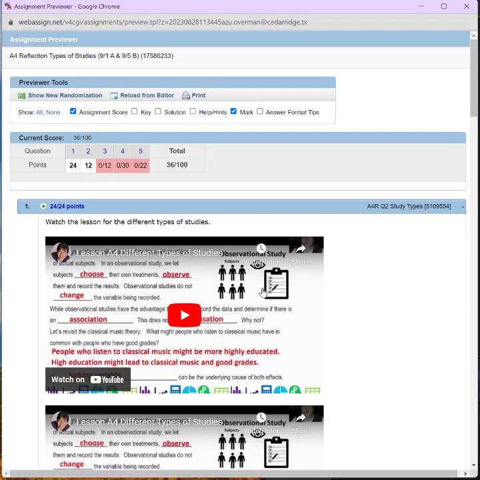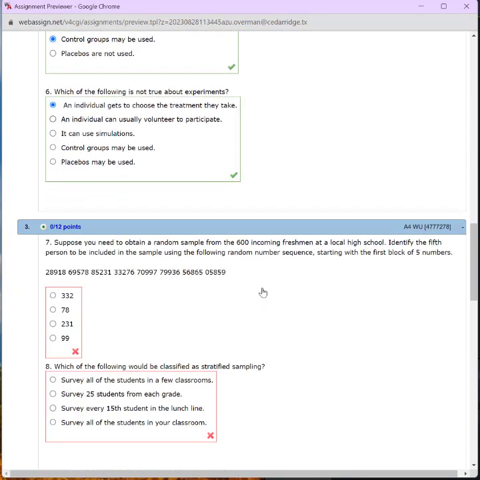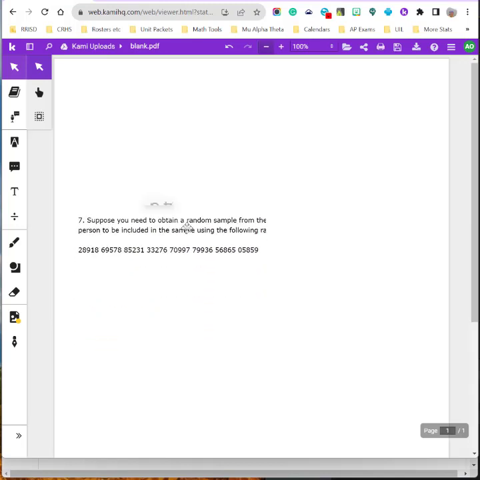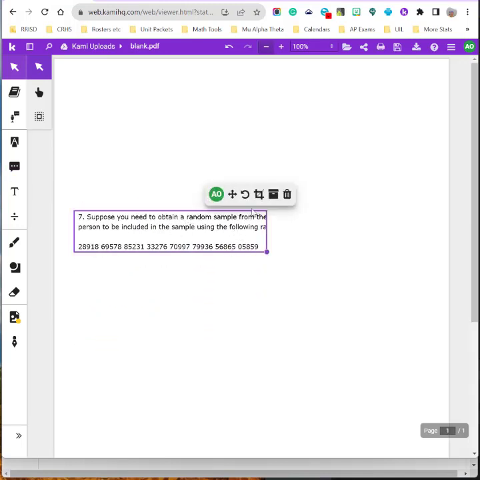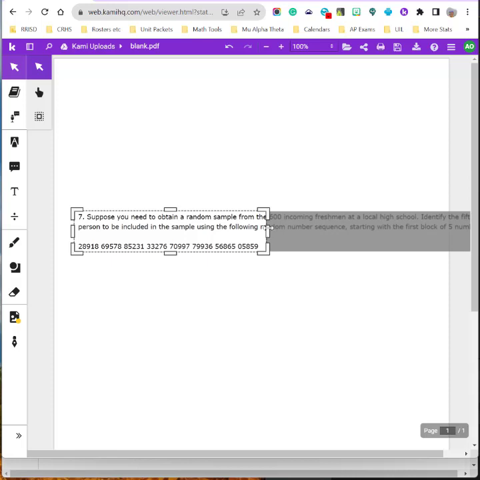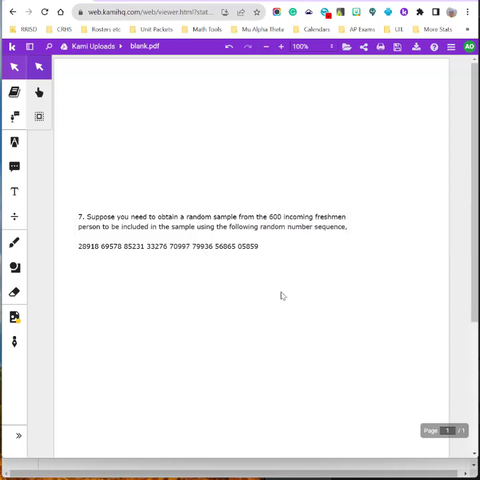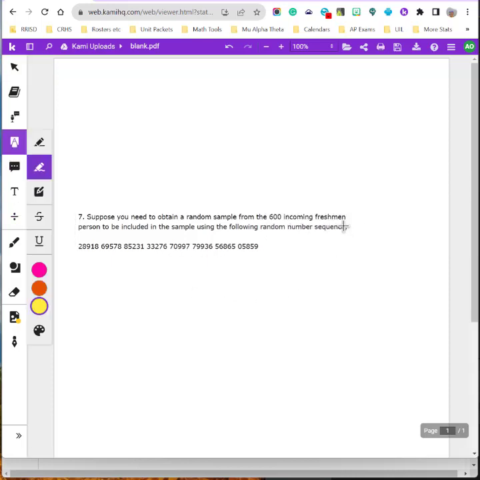All right, and next question, question 3. Suppose you need to obtain a random sample from the 600 incoming freshmen at a local high school. Identify the 5th person to be included in the sample using the random number sequence starting with the first block of 5 numbers. So we're going to use this to look at 600. I actually pulled this over onto a scratch paper here. The important thing to know, actually let me undo so you can see the 600 incoming freshmen. There we go.